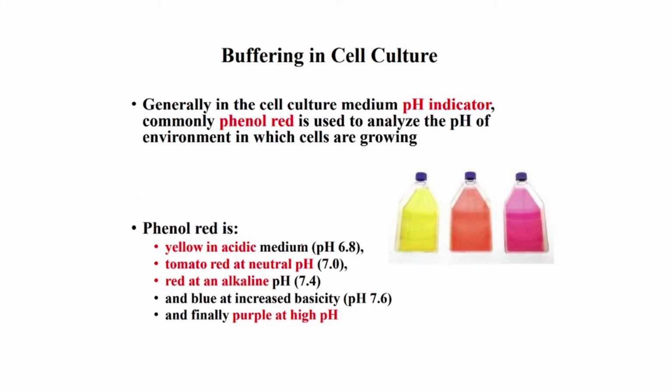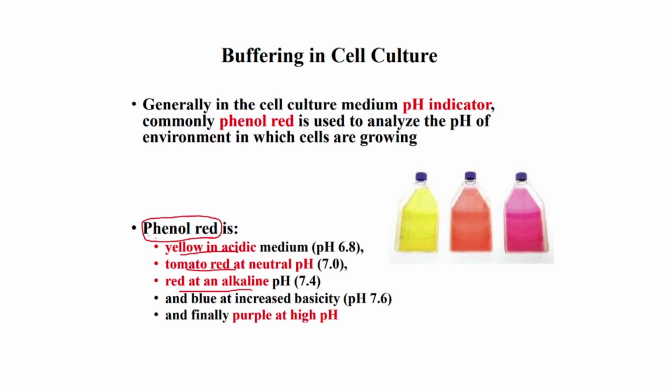Now how can we visualize the change of pH in animal cells? For that we use a pH indicator, and the most commonly used pH indicator in animal cell cultures is phenol red. As you know, phenol red is yellow in acidic medium, tomato red in neutral pH medium, and red in alkaline pH medium. So by observing the change in color of this phenol red, we can figure out whether the cell culture has become more acidic or basic, or whether it is remaining neutral.